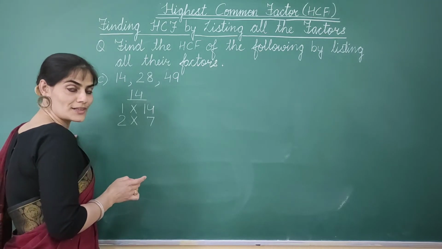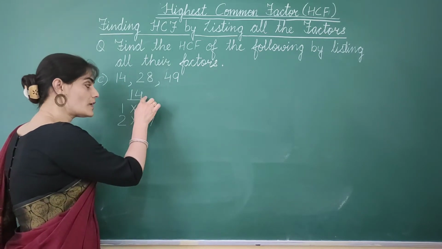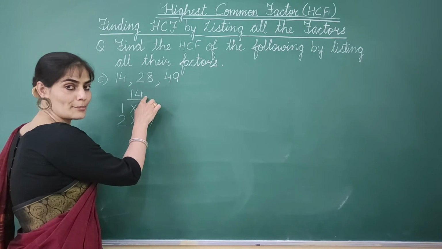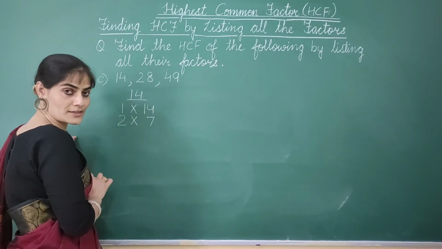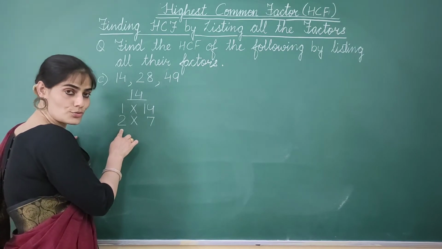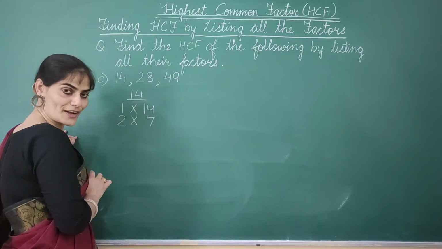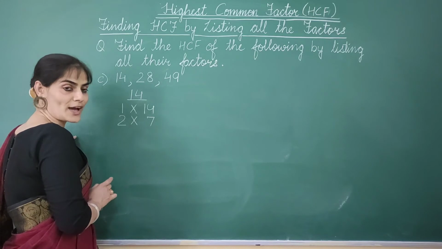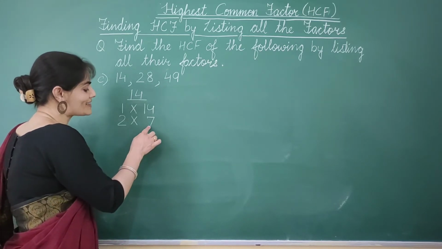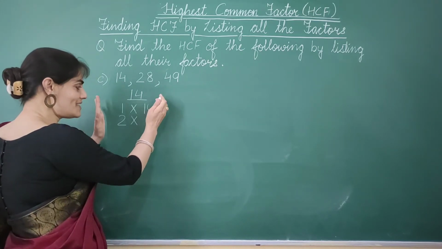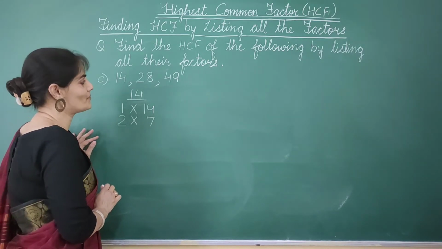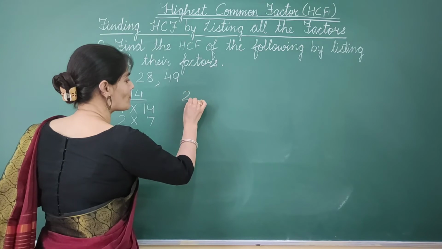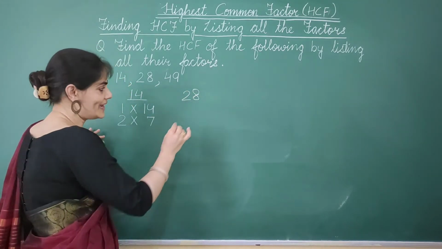Next counting number is 6. 6 will be a factor of a given number only when 2 and 3 both are its factors. But here it's only 2, so 6 also is not the factor of this number. The next counting number is 7, and 7 is already there. That means we have found all the factors of number 14. Now I move to the next number, which is 28.